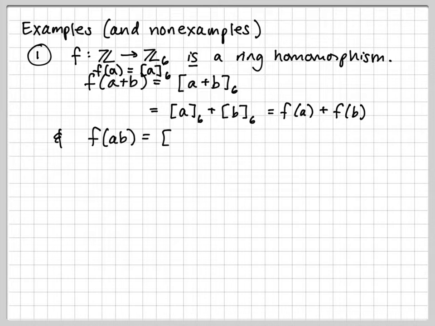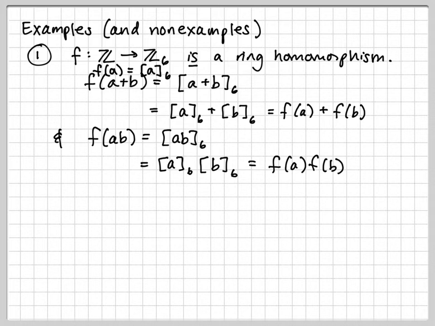If I think about how modular arithmetic works, I know that I can take a plus b, and the equivalence class that I get from that is the same as taking the classes a mod 6 and b mod 6 and adding them together. Similarly, the equivalence class of ab is the equivalence class of a times the equivalence class of b. That's stuff we already proved about the way that modular arithmetic works. So, in short, that means that f preserves addition and preserves multiplication. So this is a ring homomorphism.